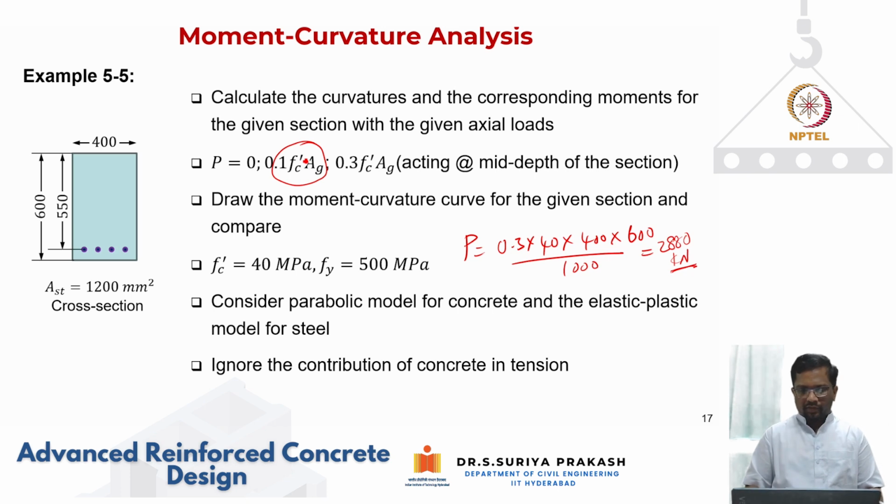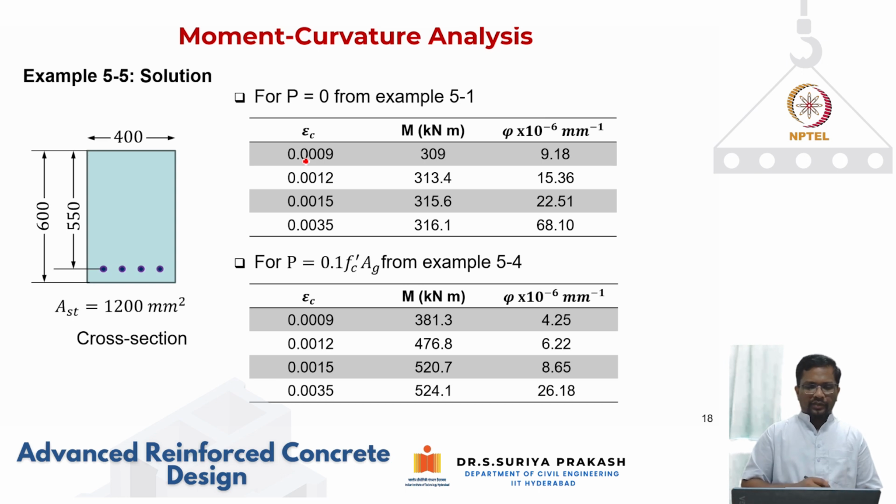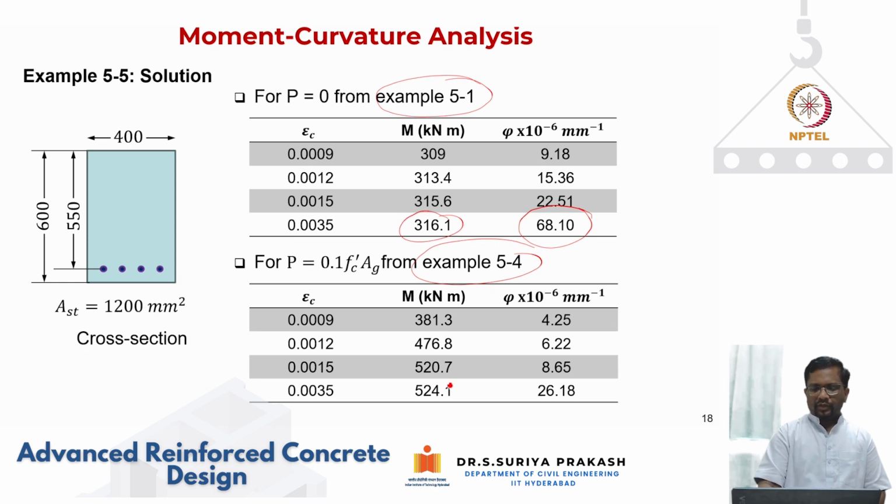Anyway, in this case, now we are going to apply an axial compression of 2880 kilonewton. Now let us see what we are going to get. So these are the results that we got for P equal to 0 from example 5.1. Now this is for example 5.4. The curvature I used 70 as a round value to show you the comparison, but also the moment resistance we got was about 316 or so. So you see here, the moment resistance has increased from 316 to 524 due to the axial compression. Now the curvature has reduced from 68 to 26.18. We have seen this in the moment curvature plots also.